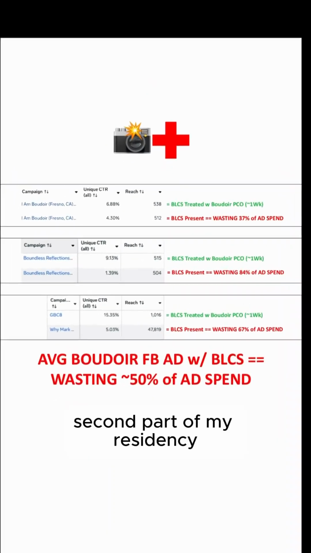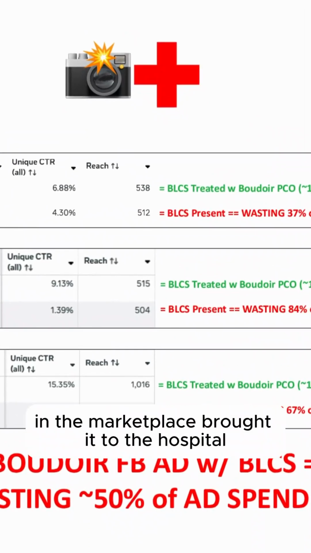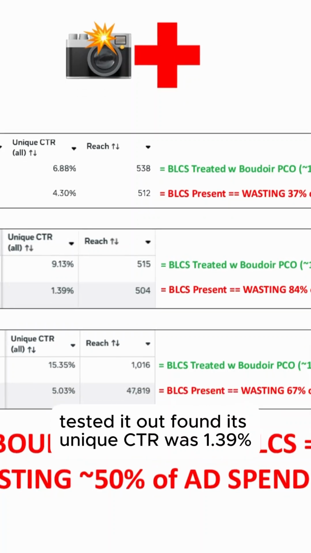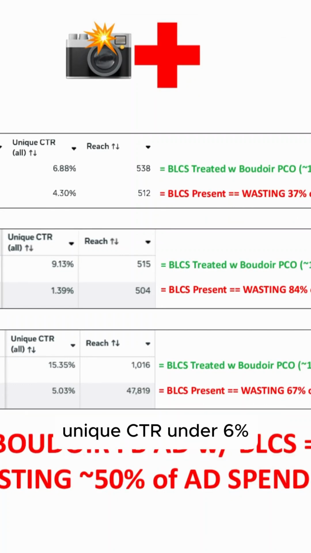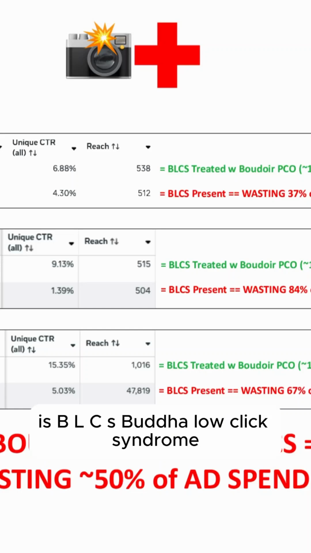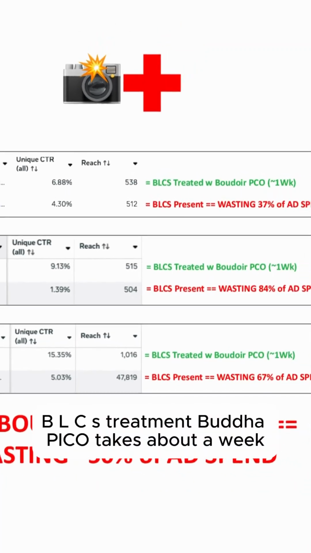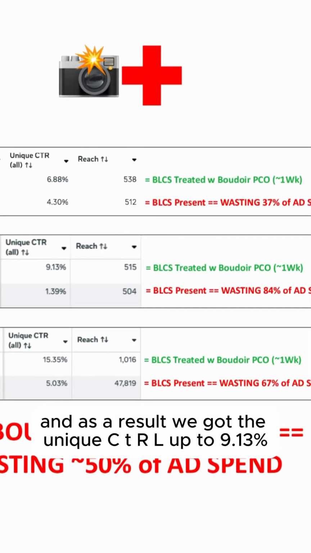All right, second part of my residency: I found another Boudoir Facebook ad out there in the marketplace, brought it to the hospital, tested it out, and found its unique CTR all was 1.39%. So we discovered that BLCS was present. A unique CTR all under 6% is BLCS, Boudoir low click syndrome, but we have the treatment for it. BLCS treatment with Boudoir PCO takes about a week. And as a result, we got the unique CTR all up to 9.13%.